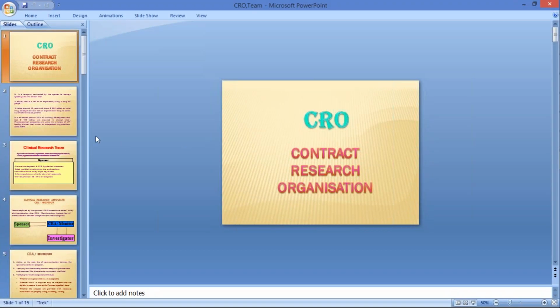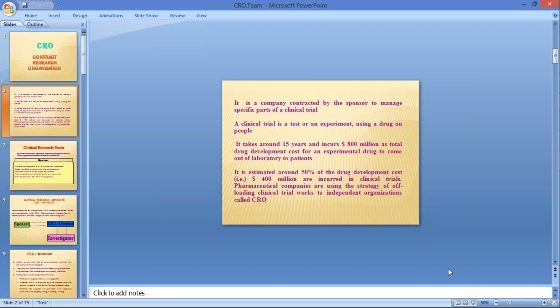Most of the outsourcing is to India for conducting clinical studies, because India's population is large, so we have a large patient pool.